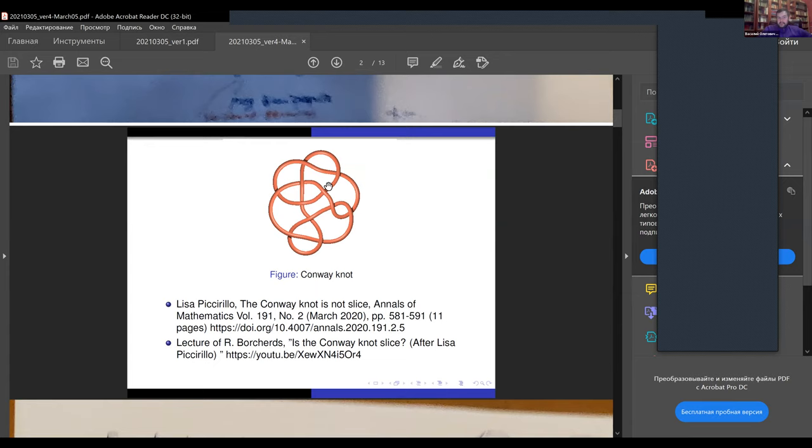Чем этот узел замечателен? Why is this not beautiful? So first of all, it is topologically slice. Besides, this knot has a Rasmussen invariant, which is zero.